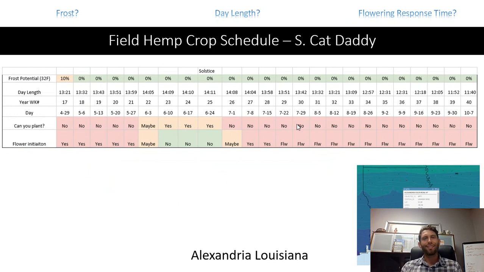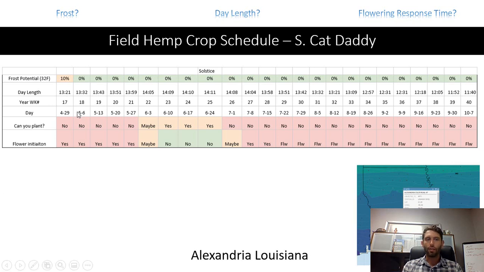So now let's look at the exact same cultivar in Louisiana, a much more southern latitude, in the city of Alexandria, Louisiana. So we would look at the data from the map right here. Just shows another screenshot of it. Thankfully, we don't have to worry too much about frost, but the day lengths are much shorter than they are in Michigan at the same dates.